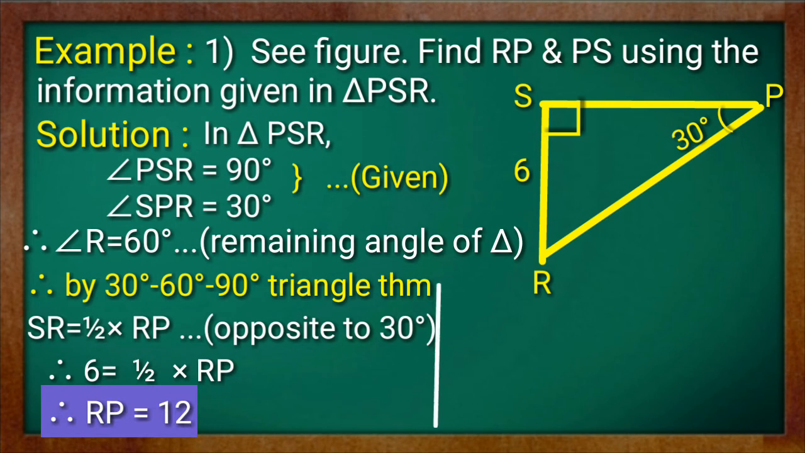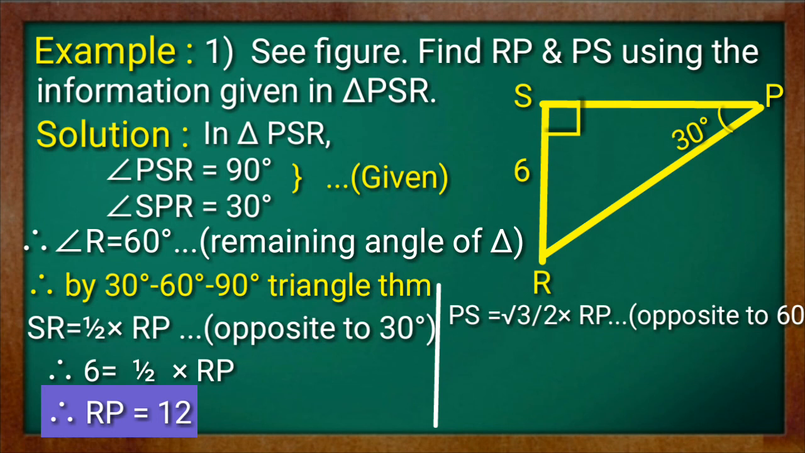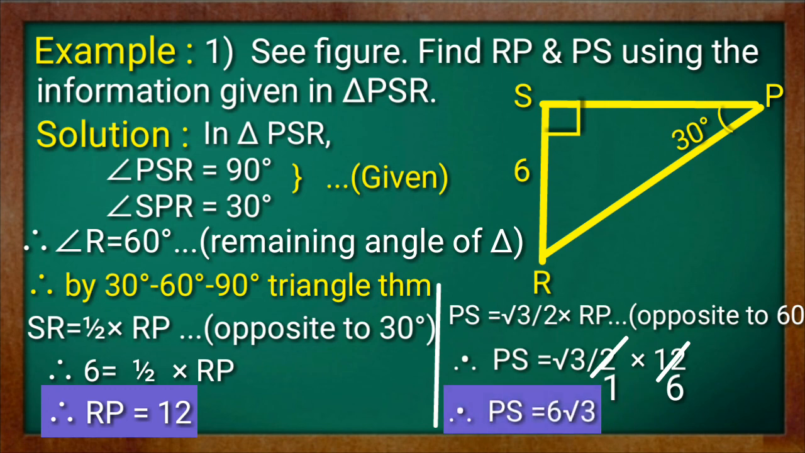Similarly, side opposite to 60 degree is √3/2 times the hypotenuse. Here side opposite to 60 degree is PS. Therefore, PS equal to √3/2 into RP. Then putting the values, PS equal to √3/2 into 12. Here dividing by 2. Therefore, PS equal to 6 √3.